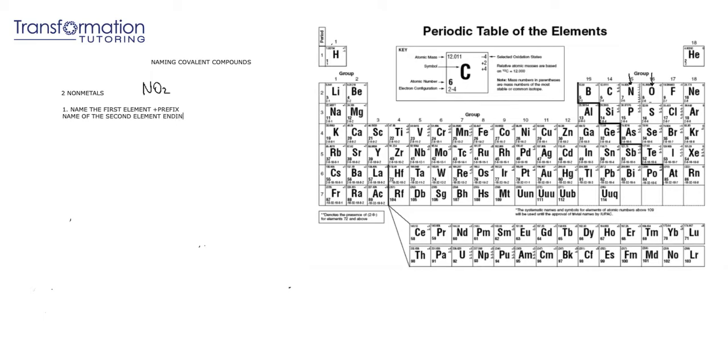But the second element, we have to change its ending to "ide," IDE, and we will include the prefix as well. What does it mean, second element with "ide"? Well, let's look at a couple examples. For example, if my second element is nitrogen, instead of nitrogen, I'm going to say nitride. I'm changing its ending to "ide." Oxygen will become oxide, fluorine will become fluoride, and so on.